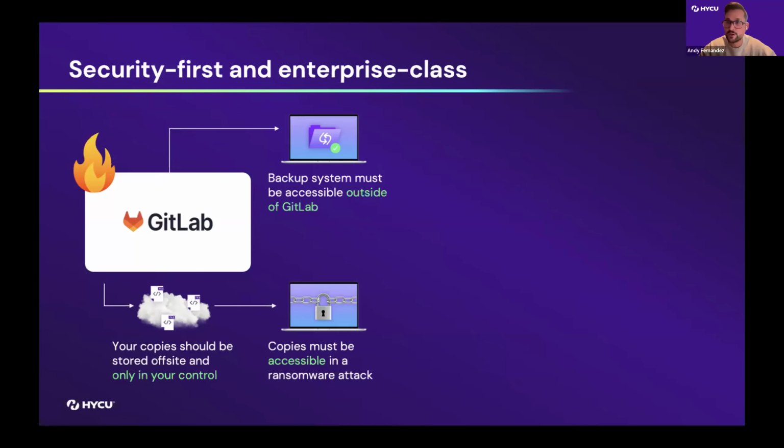Whether it's an insider threat or an external threat, it does not hurt to have a secure, immutable, WORM-enabled copy outside of GitLab to recover from. And one of the core differentiators of our special sauce is that you can completely customize your SLAs.